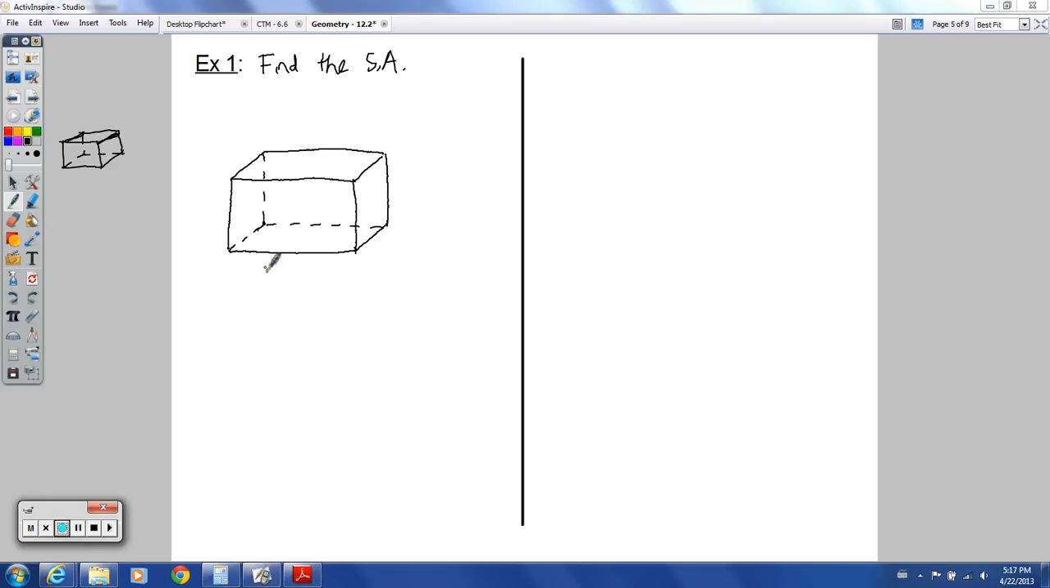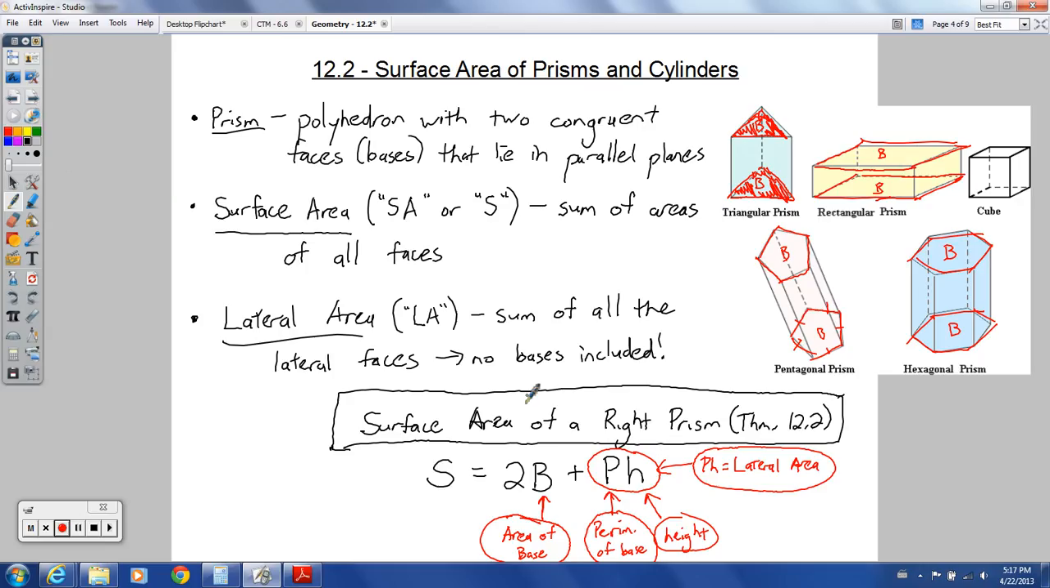And so from here, let's draw in some measurements. Let's say this is 16 centimeters, this one's 4 centimeters, and the height is going to be 9 centimeters. And so what's the formula we're using? Well, let's go back to here if we forgot. The surface area is 2 times the area of the bases plus the perimeter times the height.